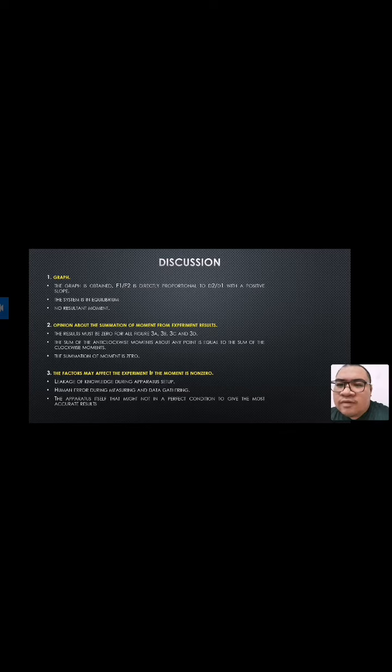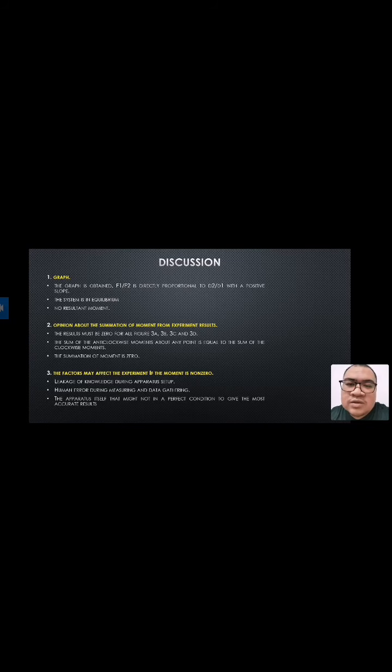The sum of anticlockwise moments about any point is equal to the sum of clockwise moments, and the summation of moments is 0. Next are the factors that may affect the experiment if the moment is non-zero: lack of knowledge during apparatus setup, human error during measuring and data gathering, and the apparatus itself might not be in perfect condition to give the most accurate results.